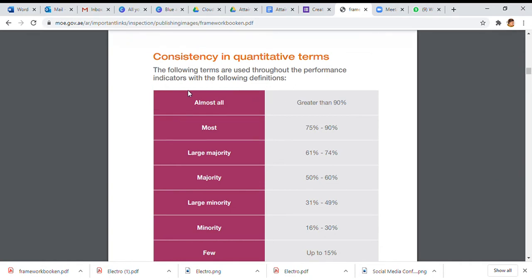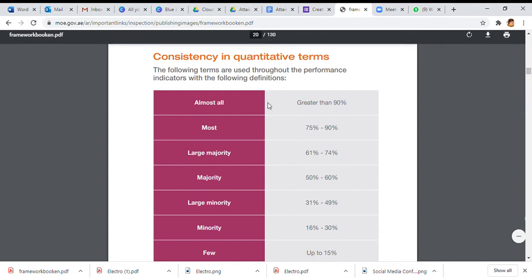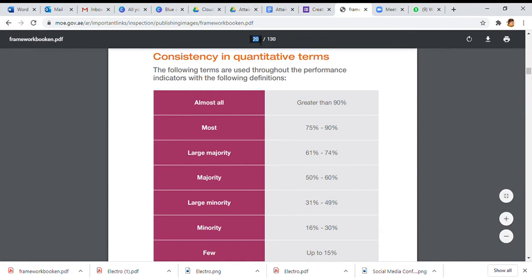So all of this information is important. If I say majority of our students are at or above, passing above the expectation level, we're talking about 50% to 60%. This is very important when it comes to scripting out and writing your CEF, and it becomes very important in communicating with inspectors that these words are not misconstrued.